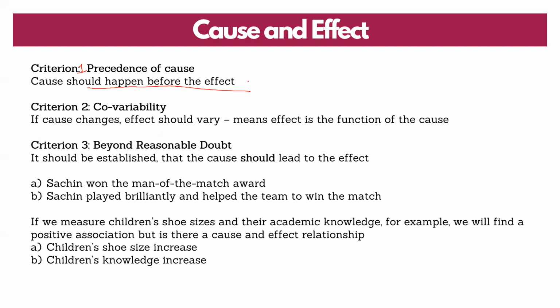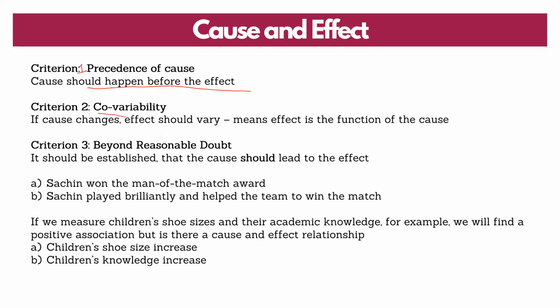So the first filtration is, from the two given statements, try to understand which of the statements would have happened before. For example, Sachin won the Man of the Match award and Sachin played brilliantly. Which of the two would have happened before? Sachin played brilliantly. So the first thing is to filter out which of the two could have happened before. Anything that happens before could be the cause. Remember, the words are could be the cause, not necessarily that it is the cause, but that is the first filtration. Cause should happen before the effect.